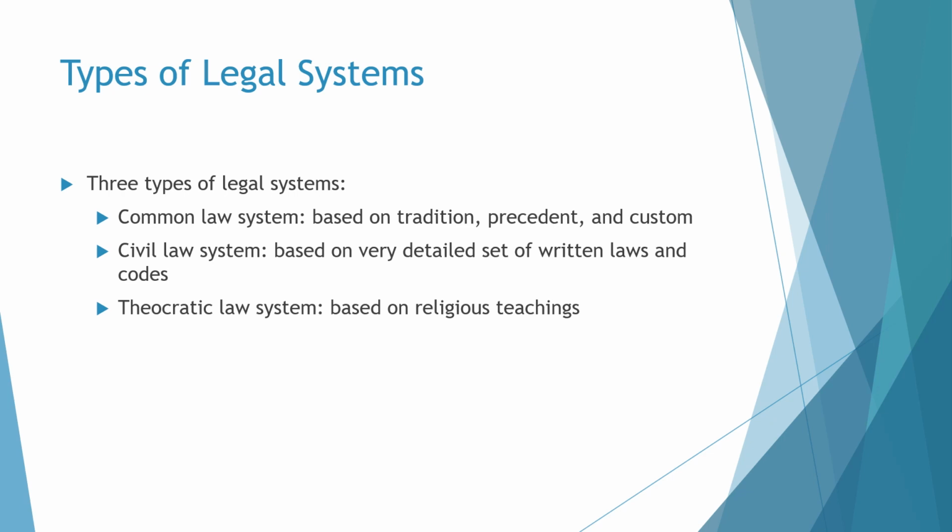There are three types of legal systems: the common law system, which is based on tradition, precedent, and custom; the civil law system, which is based on a very detailed set of written laws and codes; and the theocratic law system, which is based on religious teachings.